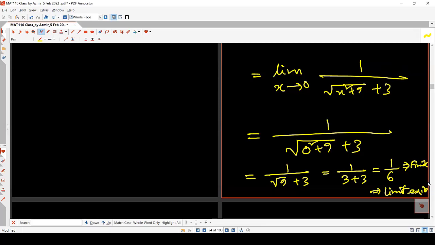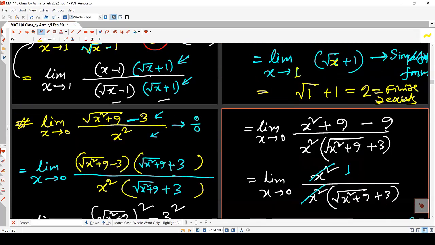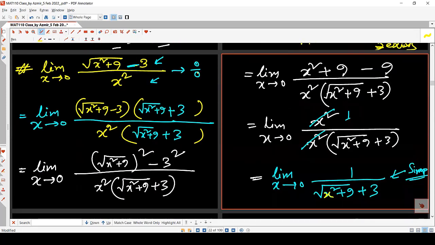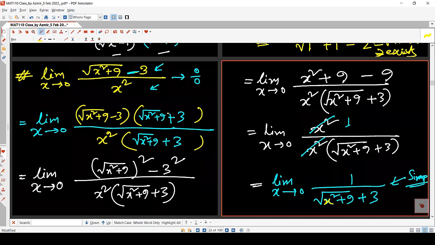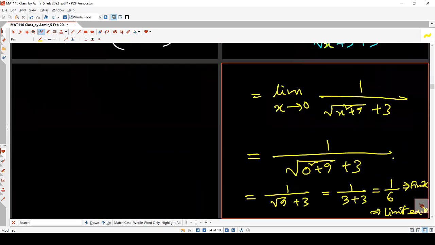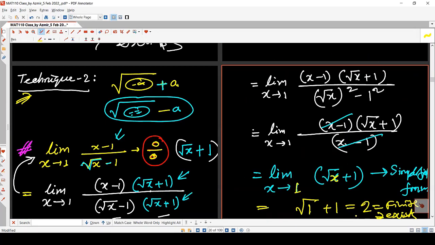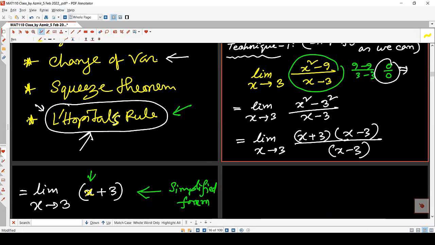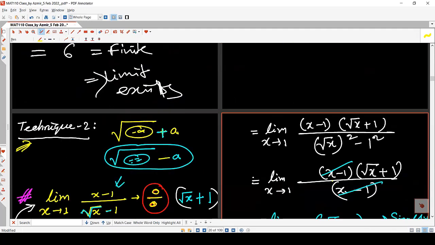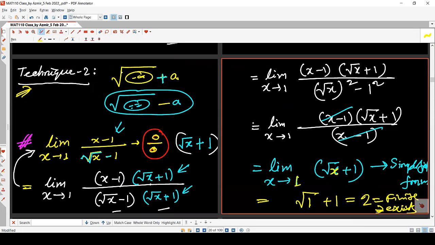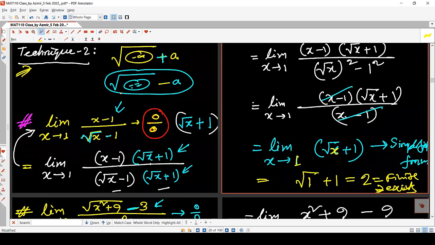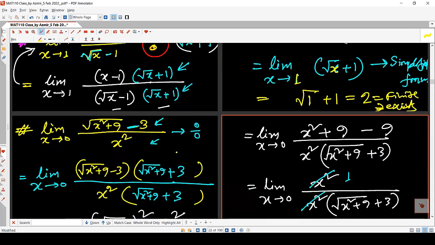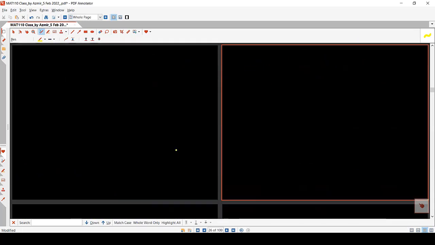Previously it was showing us 0 over 0, but actually after multiplying a specific quantity both in numerator and denominator, we have 1 over 6, that is a finite value. So we have learned technique 1 and technique 2. Let's have a look at technique 3. Technique 3 is also the same as this one. Here we multiply the opposite similar term if we have a square root plus something. So let me write technique 3.